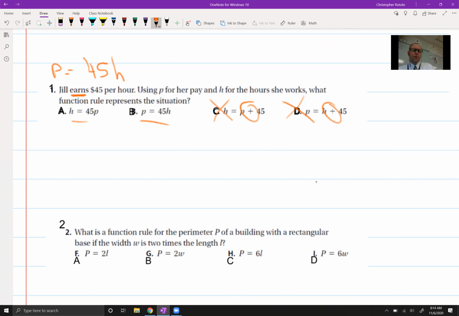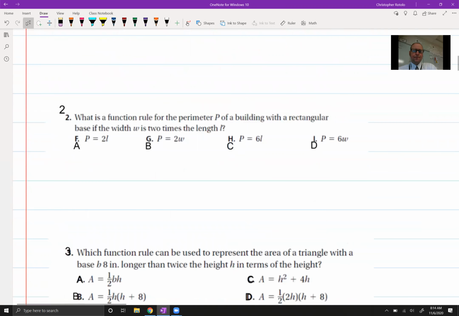So notice the other two are flip-flopped. So is the hours equals 45 times the pay, or the pay equals 45 times the hours? So we see it as B. So that per, in this case, is meaning multiplication.